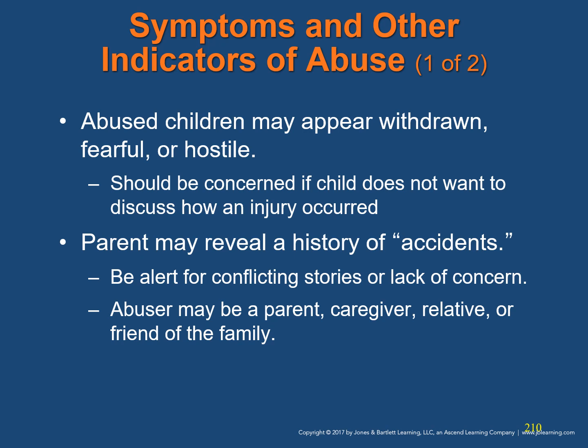Symptoms and other indicators of abuse. Abused children may appear withdrawn, fearful, or hostile. You should be concerned if a child does not want to discuss how an injury occurred. Occasionally, the parent or caregiver will reveal a history of accidents. Be alert for conflicting stories or lack of concern from the caregiver. The abuser may be a parent, caregiver, relative, or friend of the family.